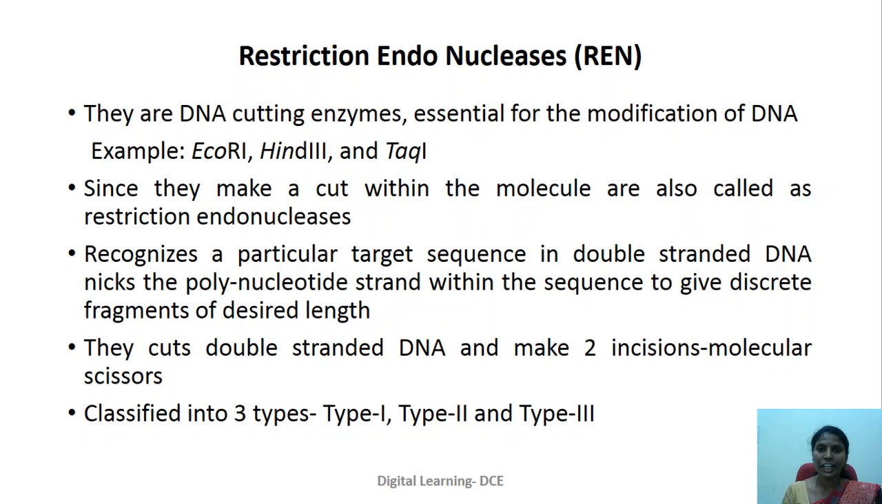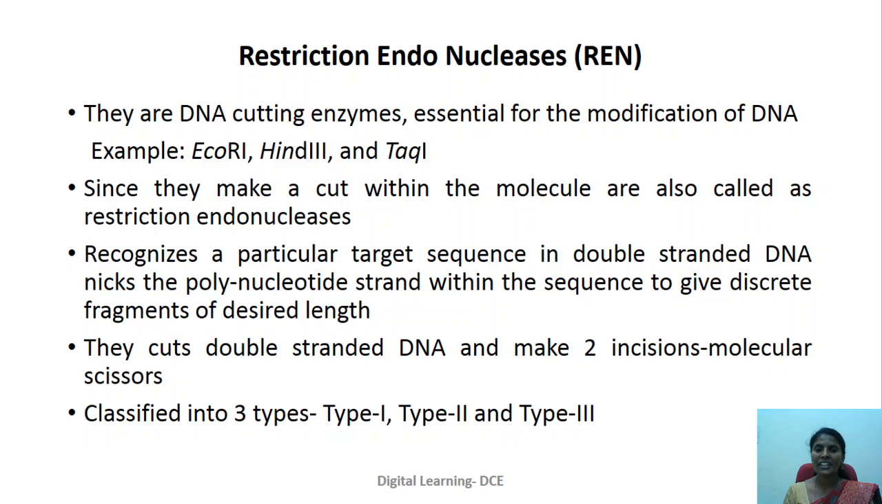Coming to restriction endonucleases, they are the important tools used in genetic engineering. They are the DNA cutting enzymes essential for modification of DNA. The generally used restriction endonucleases in genetic engineering include EcoR1, HindIII and TaqI. Since they make a cut within the molecule, they are also called as restriction endonucleases. These enzymes recognize a particular target sequence in double-stranded DNA and cleave the polynucleotide strand within the sequence to give discrete fragments of desired length.